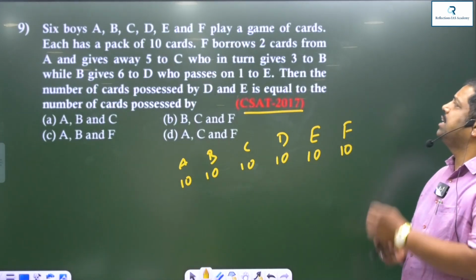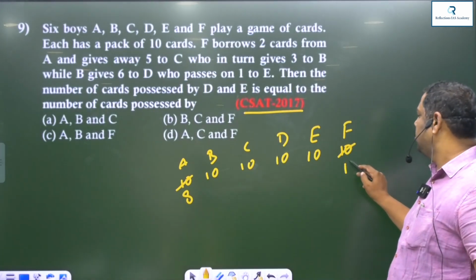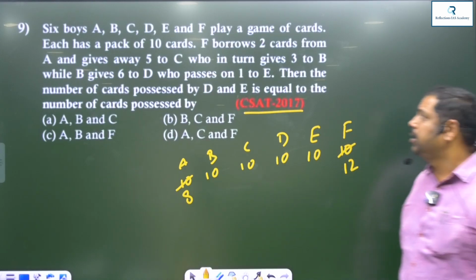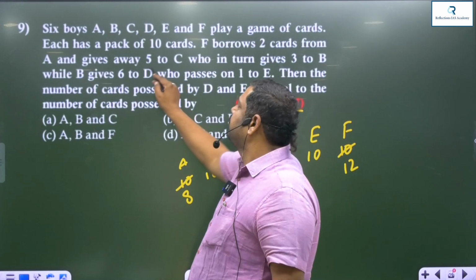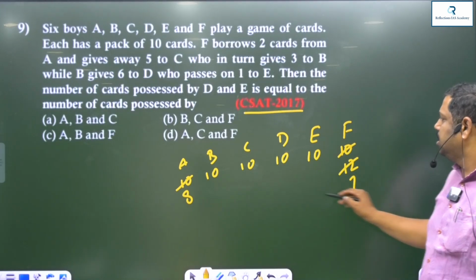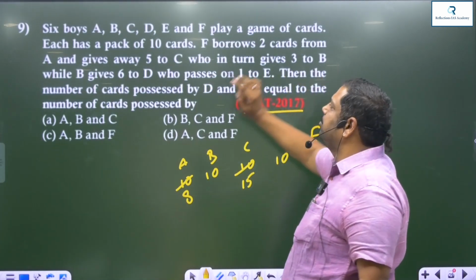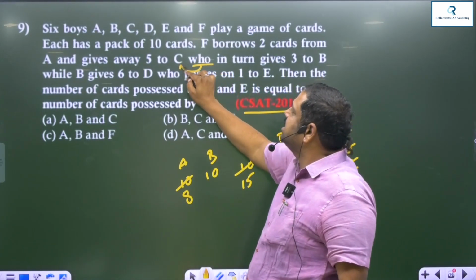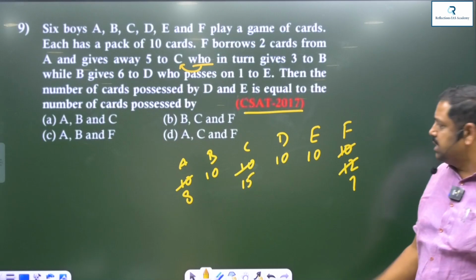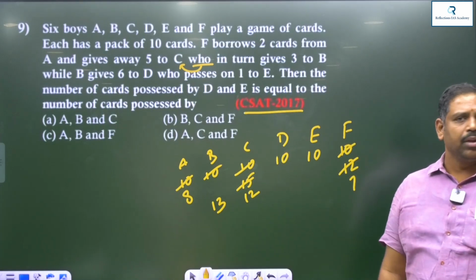Okay. Now he said that F borrows 2 cards from A. Means now he is 8 and he is 12. Yes or no? Because he borrowed, from him it should be reduced, it should be increased. Okay, good. And gives away 5 to C. Gives away means that F gives 5 cards to C. Now C has how much here? 15. Okay. Who in turn gives 3 to B? Who means represents the immediately preceding subject. C, who in turn gives 3 to B. Right? C has given 3 to B means he has 12 and he has 13. Yes or no? Okay, good.